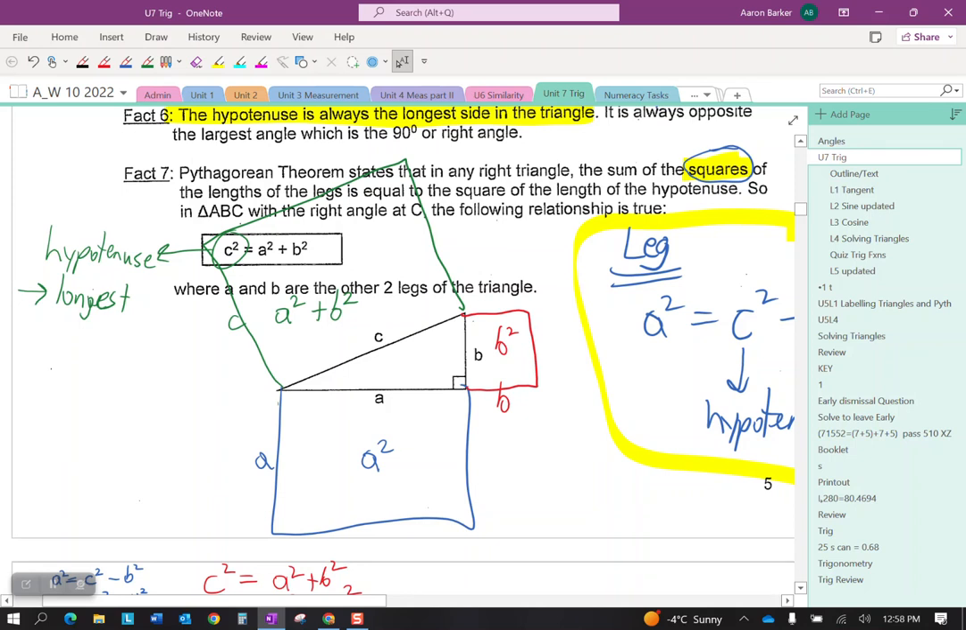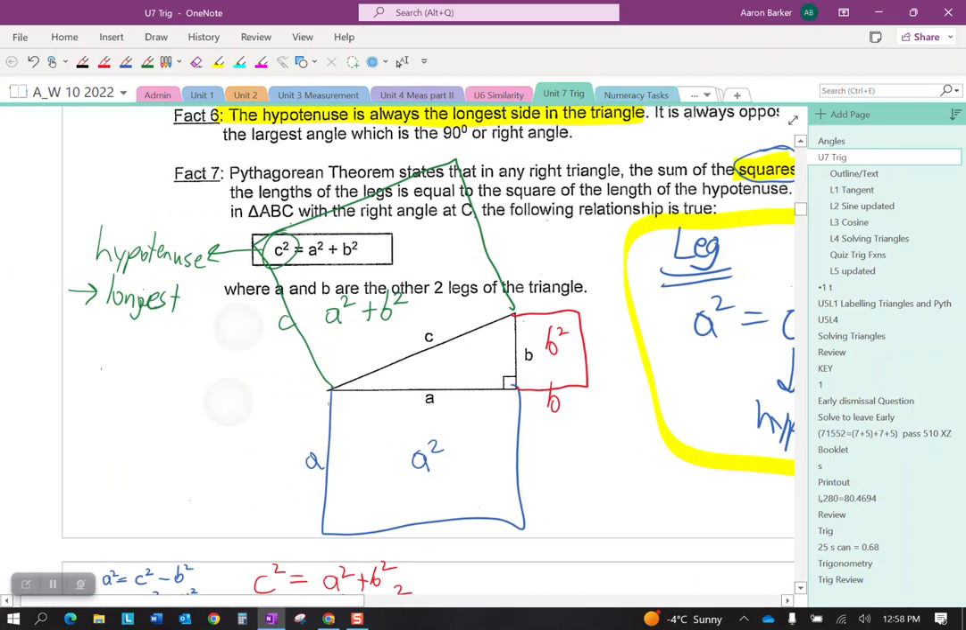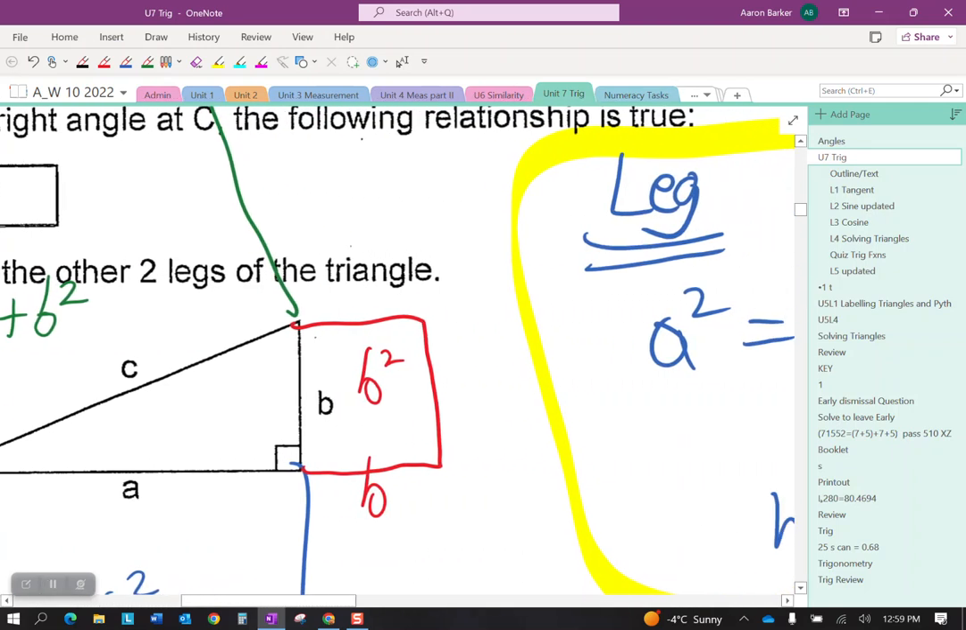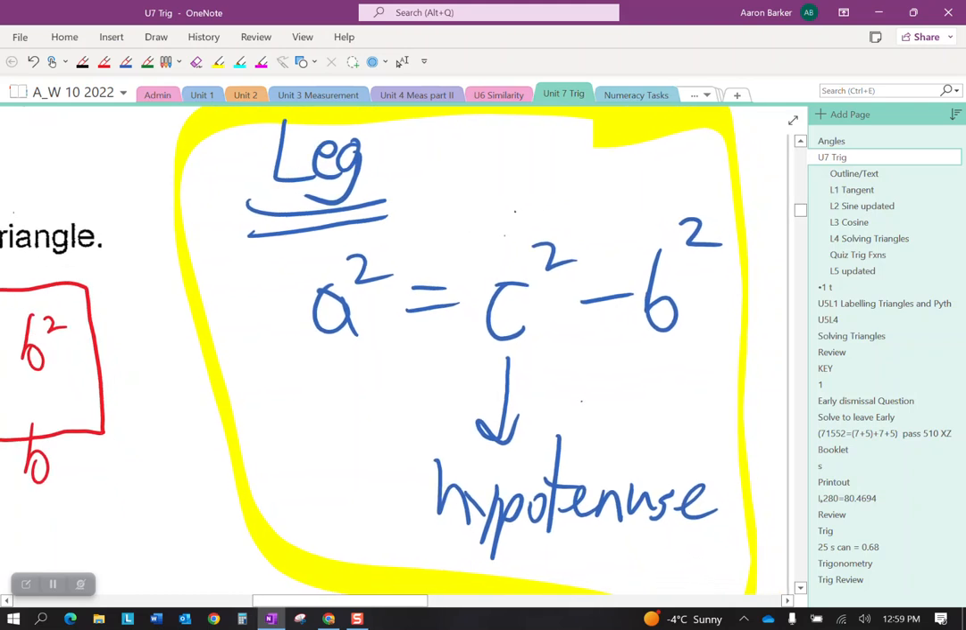That's what he's doing, is he's finding the area of squares and adding, subtracting areas. Okay? Again, the formula we're going to use is this one right here, for when we're trying to find the hypotenuse: C squared equals A squared plus B squared. And C is the longest side. But if we're trying to find a leg, then it's A squared equals C squared minus B squared. The hypotenuse must go first.